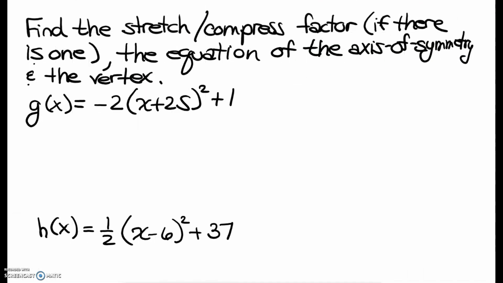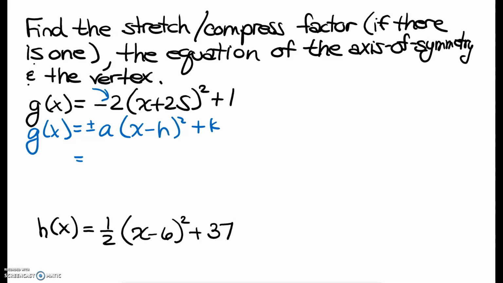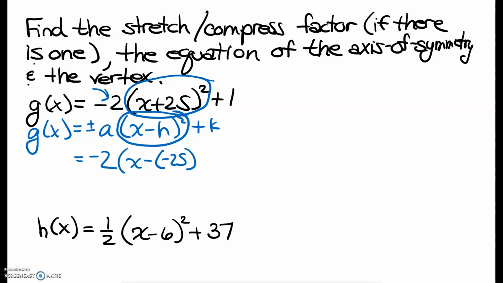So here, what does it say? It says, find the stretch or compress factor, if there is one, the equation of the axis of symmetry, and the vertex. So let's make sure that we're in the correct form. Plus or minus a times (x minus h) squared plus k. So the number in front is a negative 2. Here's my squared term. I notice that I need a minus instead of a plus, so I'm going to change that into a subtraction. Here I have a plus on the outside, so that's going to be a plus 1. This is h, this is k.